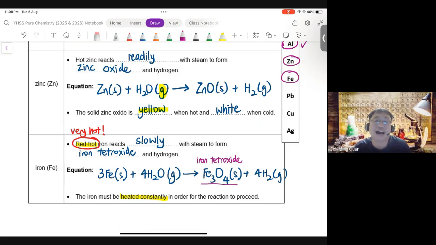All right, but the idea here is that this reaction is very, very slow, and the iron must be heated constantly for this reaction to continue to proceed. In fact, this reaction, if I may write the arrows correctly, is actually reversible. All right. And that's another reason why you need to heat it up. If you don't heat it constantly, you may not form a very good yield of iron tetroxide.